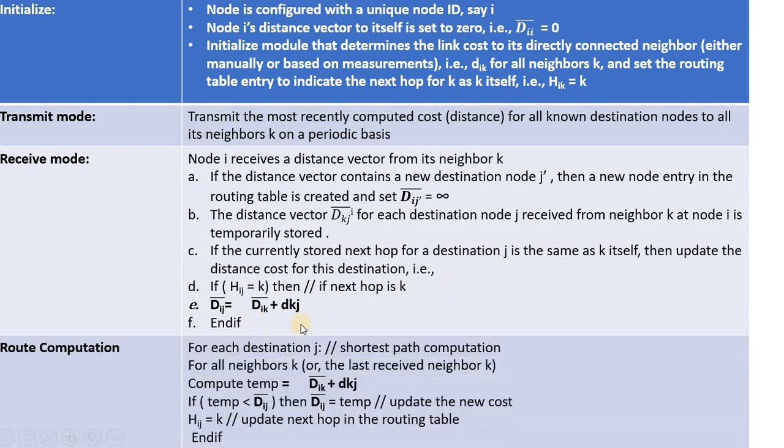And route computation: for each destination j, for all neighbors k. That is also when node 4 sends the information, what happens? The already defined cost is assigned to a temporary variable, and this temporary variable is compared with the currently sent cost. If that cost is lesser than the previous cost, it will be assigned and the link cost will be updated. This is how the route computation will happen in Dijkstra's algorithm.